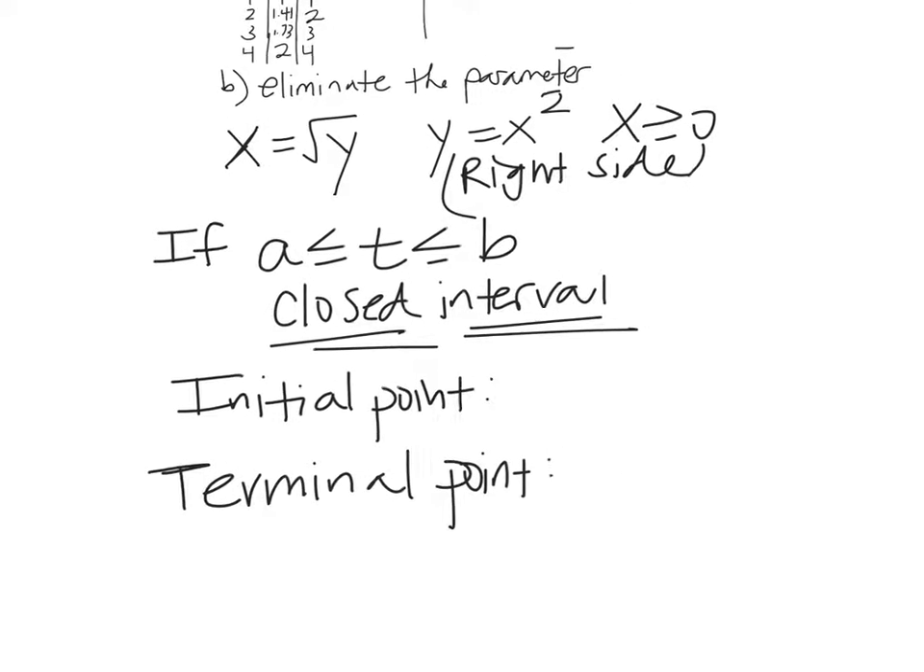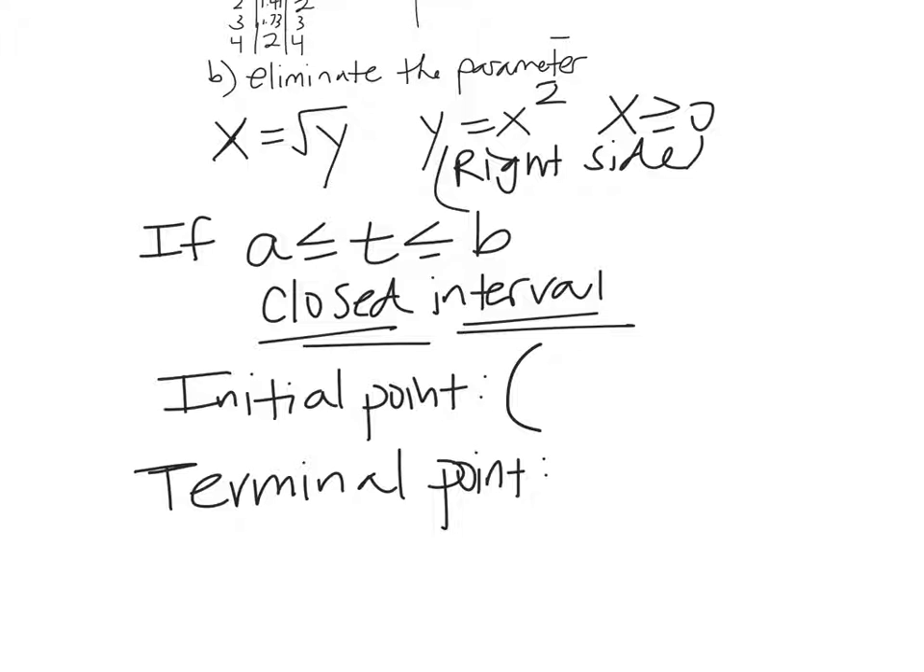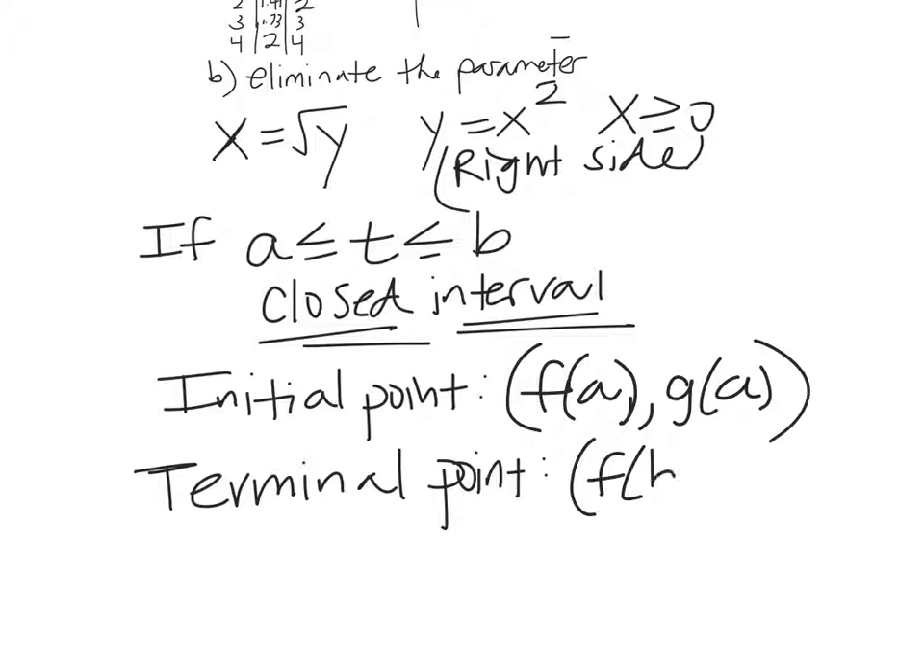The initial point would be the point where you plug in f of A, comma g of A. That's going to be your initial point, is to plug in the first t. That should make sense. And your terminal point would be to plug in the last t, which would be b. F of b, comma g of b.